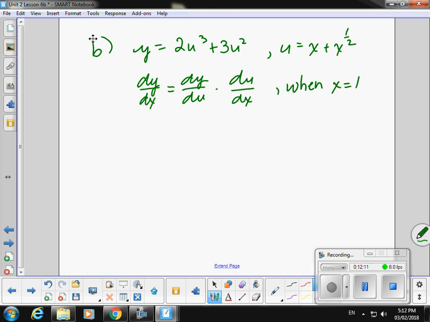Here we go. dy/du is nice, power rule: 6u squared plus 6u, times du/dx. So I'm taking the derivative of u with respect to x. It would be 1 plus, for x to the 1/2, bring down the 1/2, reduce the exponent by 1. Awesome.